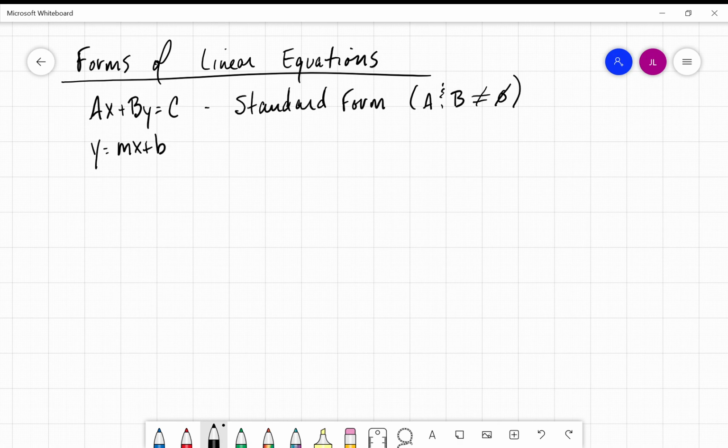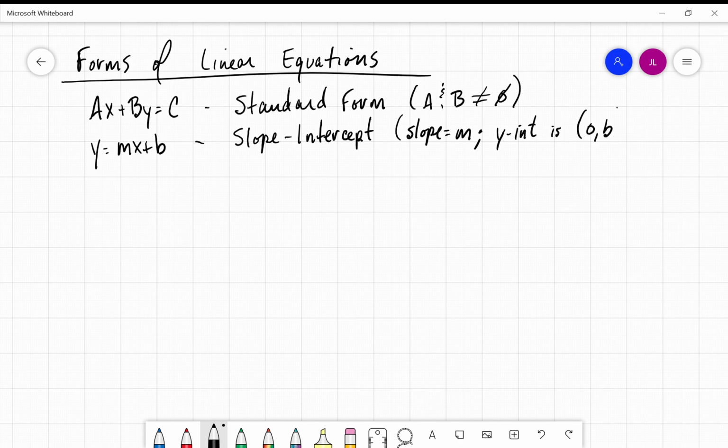Now the next one we looked at was our slope-intercept form, which is y equals mx plus b. Slope-intercept. And remember, in slope-intercept, the slope is m. The y-intercept is (0, b).